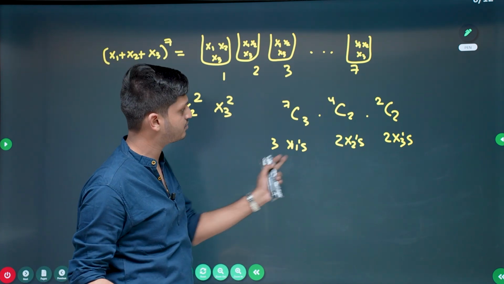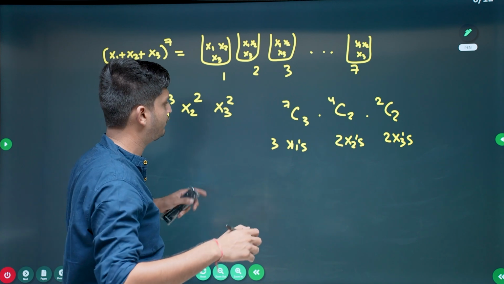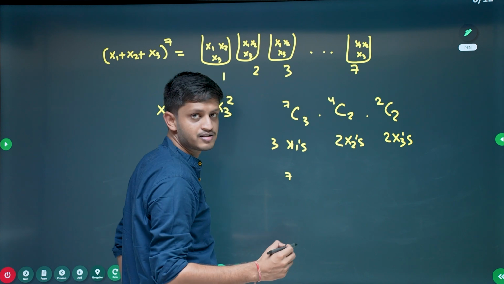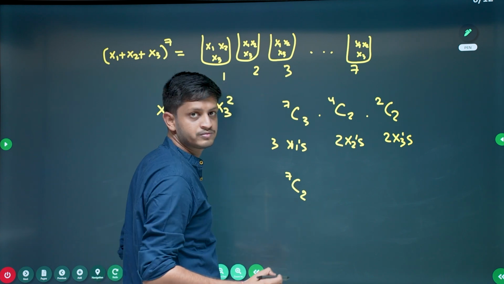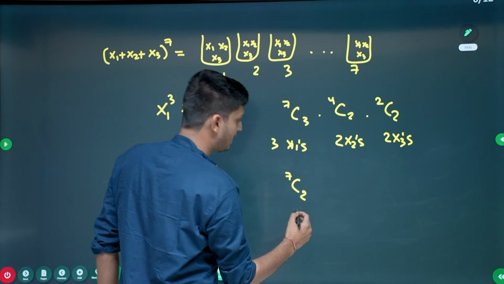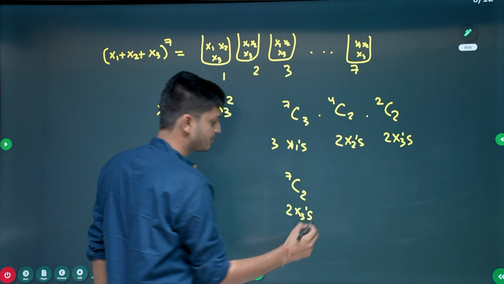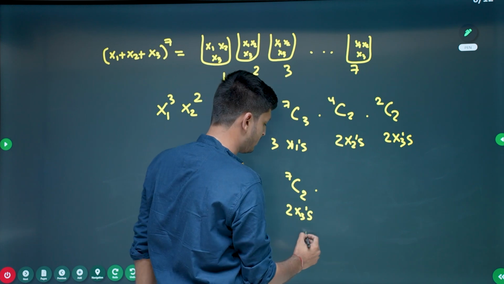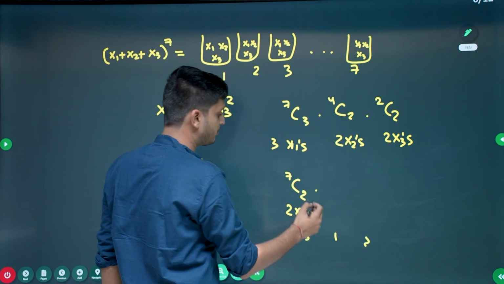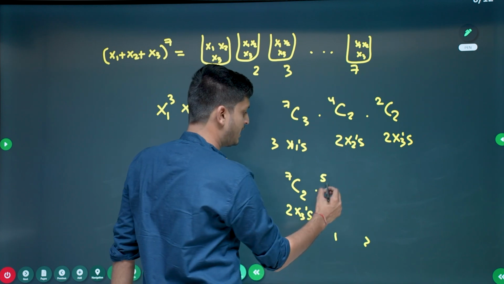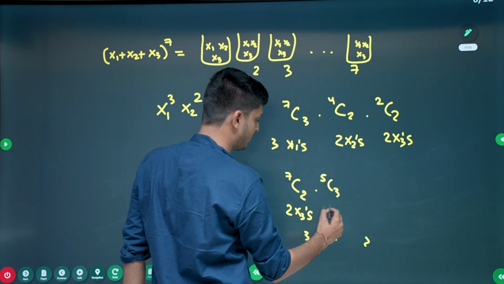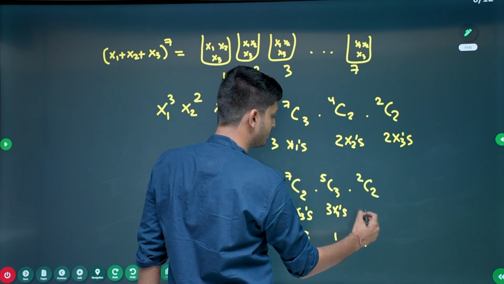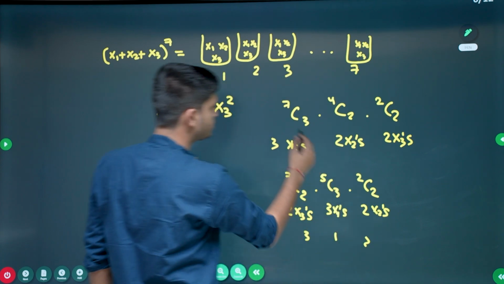You can take first x1, then x2, then x3, or let's take x3 first. For x3, from the 7 containers, I am taking any 2 containers and taking the 2 x3s from there. The order doesn't matter, right? Then let's say I first pick x3, then x1, then x2. From the remaining 5 containers, pick any 3 and take 3 x1s from there. Then from the remaining 2 containers, take both and take the 2 x2s. These two products are the same.